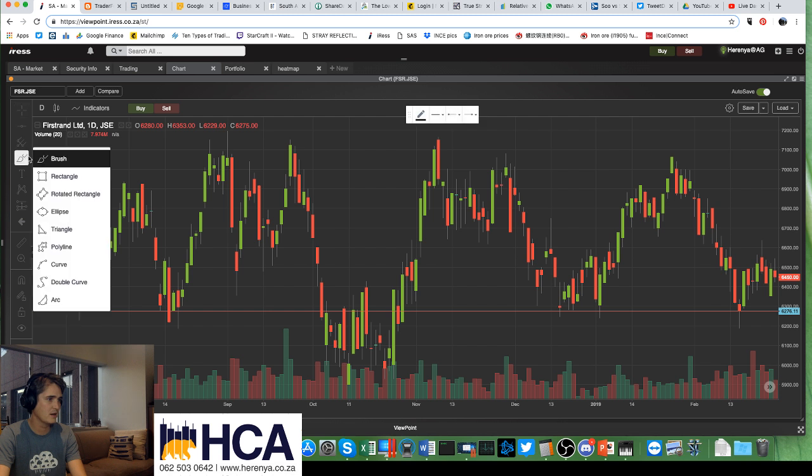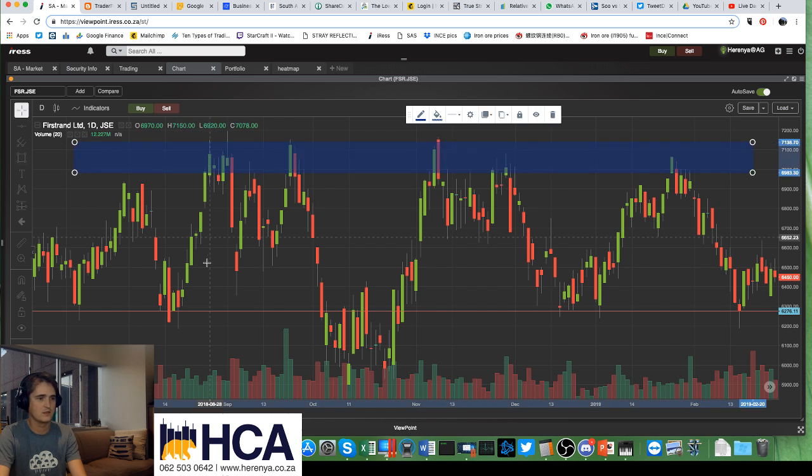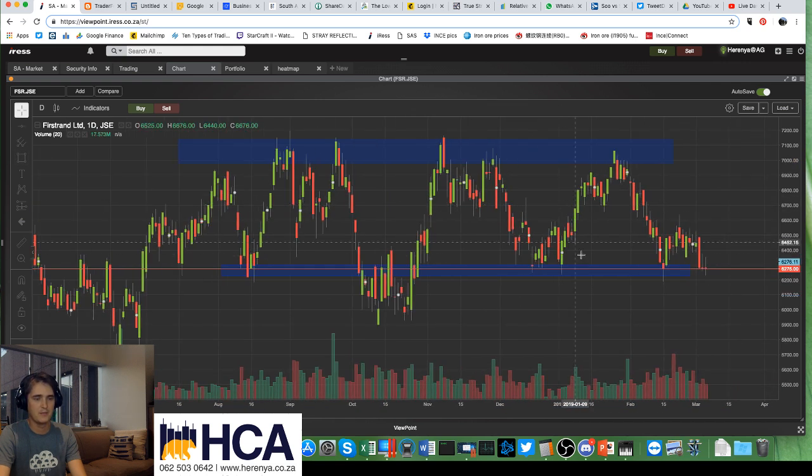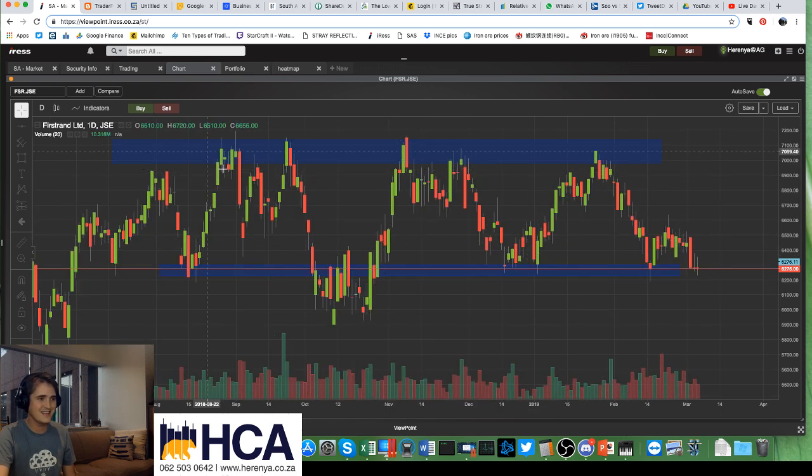Where's the rectangle? I'm trying to find the rectangle. There you go. We end up with a zone that we know is our resistance zone, and likewise we do the same with our support levels. So we can then look for consolidations in these zones to trade the range.